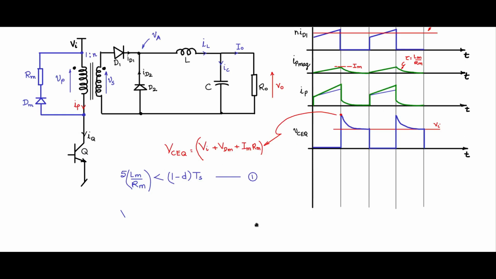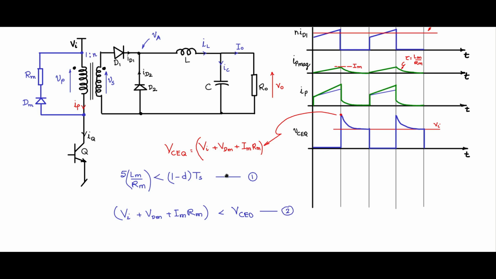Another relation is the voltage across Q, VCEQ. So the voltage across that is, as we saw here, Vi plus VDM plus Im Rm. This is the peak voltage that the device will see, and that it will see at the point of switch off. Now that should be less than the VCEO rating of the device. This is the second relationship.